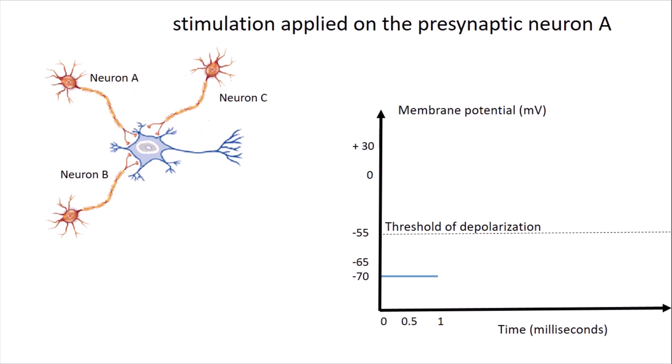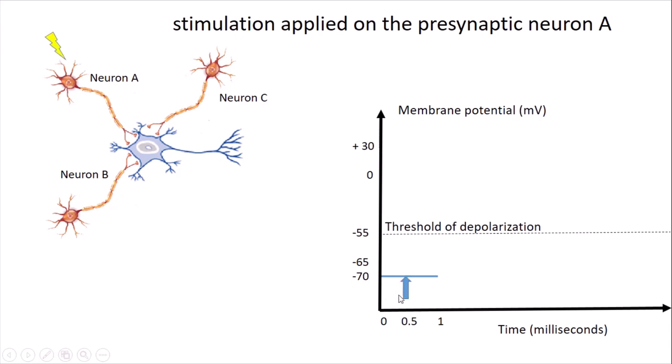So what does that mean to the synapses? Here we have an example of a postsynaptic neuron here, the blue one, being connected to three presynaptic neurons, A, B, and C. Let's first start by applying a stimulation only on one neuron, neuron A. So we apply the stimulation here.